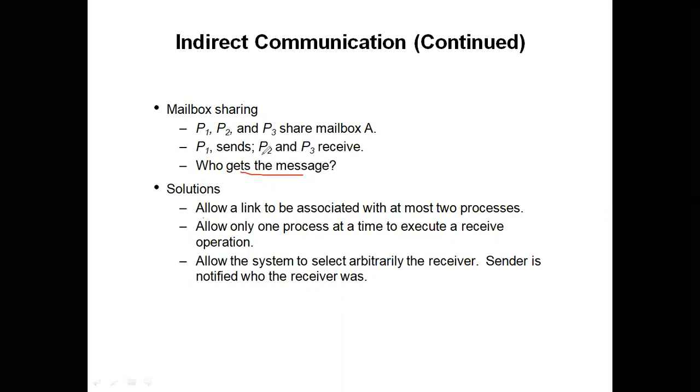At the same time, we do not allow P2 and P3 to execute a receive operation, but we allow one process to execute this receive operation, and then allow the system to select the receiver arbitrarily. The sender is notified who the receiver was. So these are the various solutions through which we can decide who will receive the message sent by any process through mailbox.